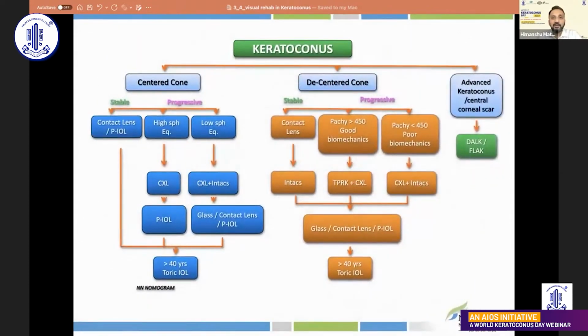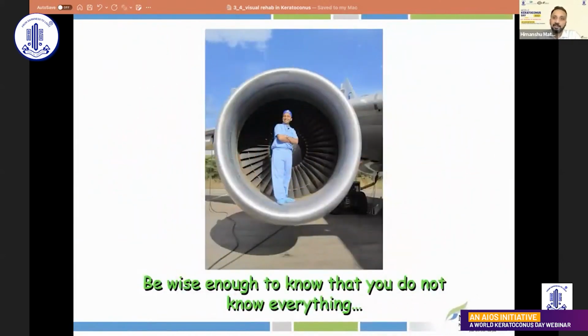So finally, to summarize, keratoconus is treated based on the centration of the cone, whether it's a centered cone or a decentered cone. Once we stabilize the cone, visual rehabilitation can be achieved using different techniques, and case selection is absolutely mandatory. Thank you very much.